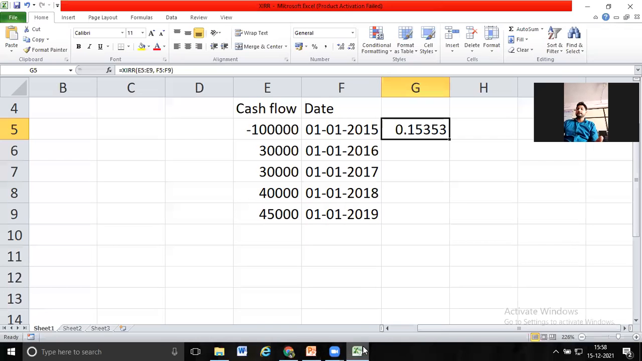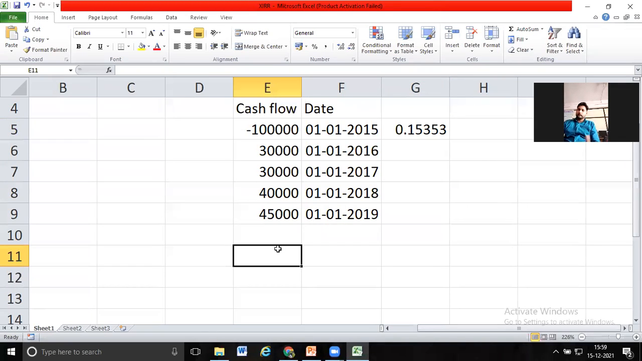But by using the function it is very much simple. By calling the XIRR function, you can easily calculate the internal rate of return for the business. So it is that simple in Excel. All the financial calculations you can perform in Excel. So it is so much easy. If you learn the things, then you'll play with it.